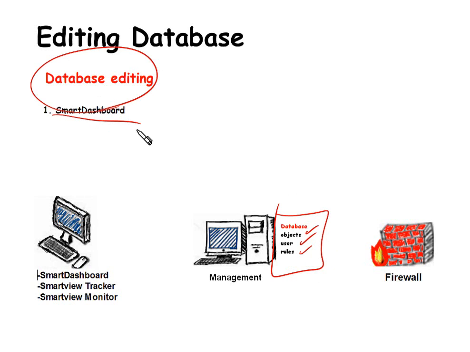You connect to Smart Dashboard with your username and password, and anytime you make a change to an object, it's going to make a change to the objects database. If you add a user or administrator, it's going to add that user in the users database. If you create a rule, it's going to make a modification to the rule-based database. So anytime you make a change in Smart Dashboard, it's going to make a change to the database file.